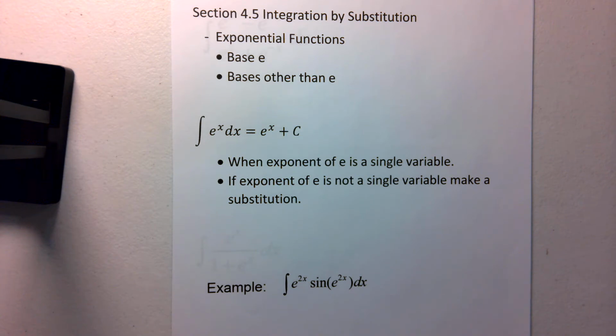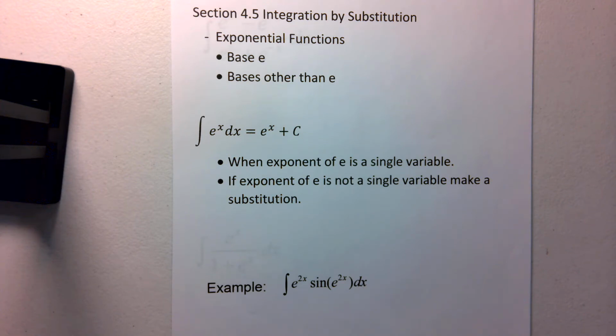c. So if we had a single variable for our exponent, then the integration of e to that single variable is e to the single variable. When we have an exponent of e that's not a single variable, we have to make that a substitution. So we're going to let that u be possibly that exponent of e.